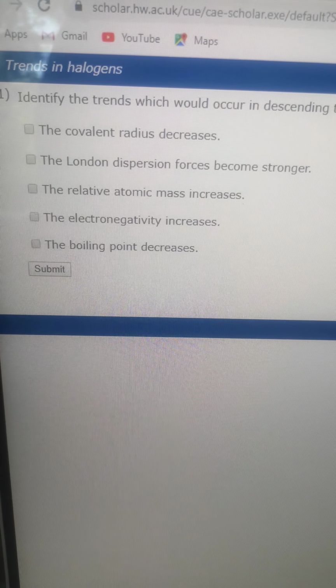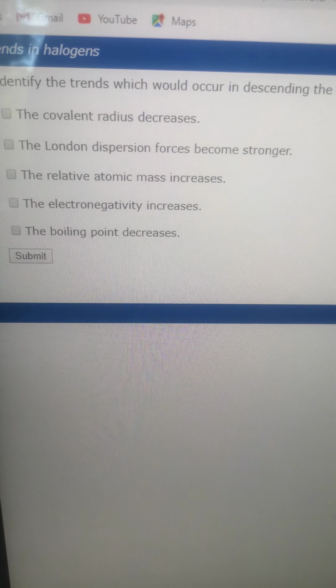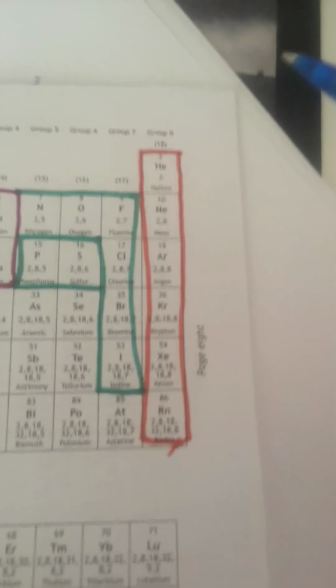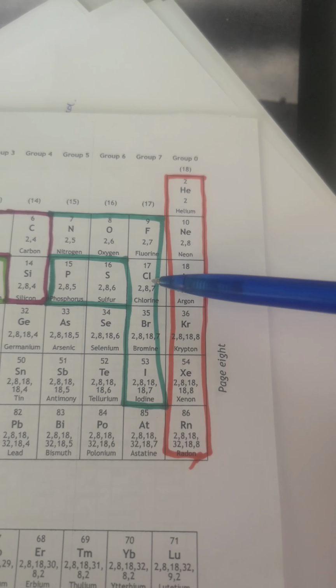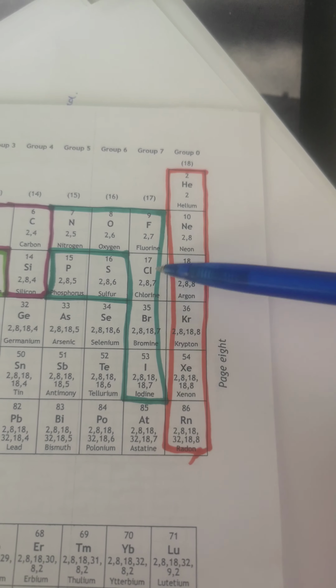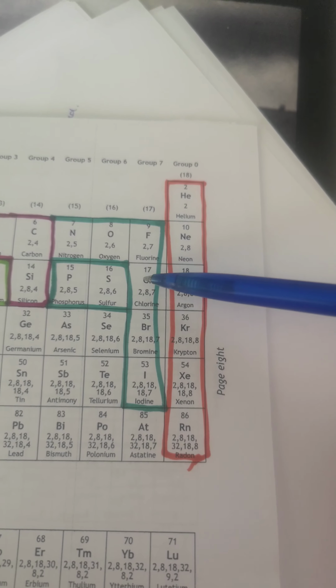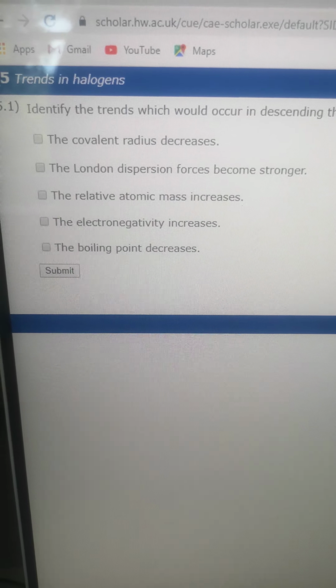Third one down, the relative atomic mass increases. Well, remember the mass of an atom or molecule is down to the number of protons and neutrons it's got. So there's your protons, 9, 17, 35, 53, etc. So the mass would increase as you go down the group. So that is correct as well.